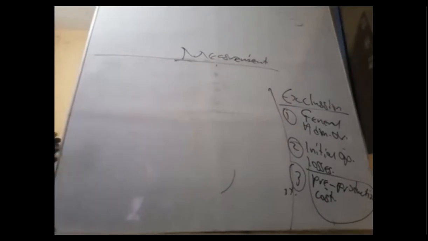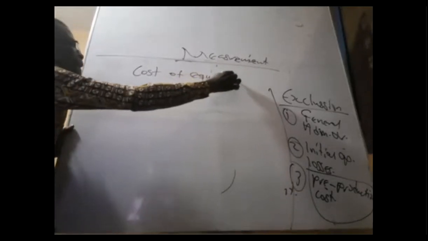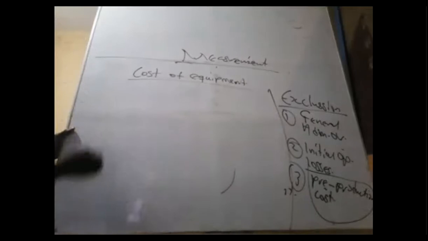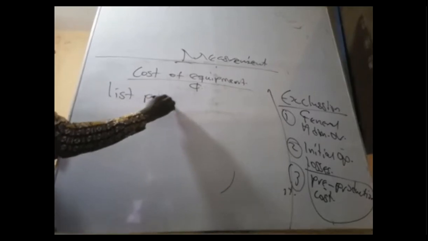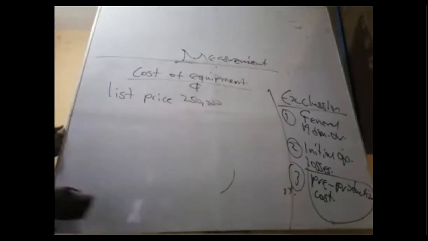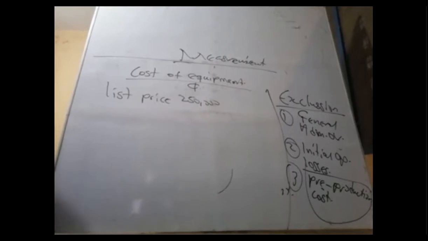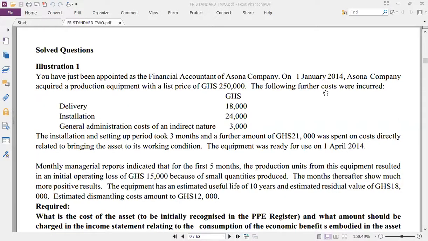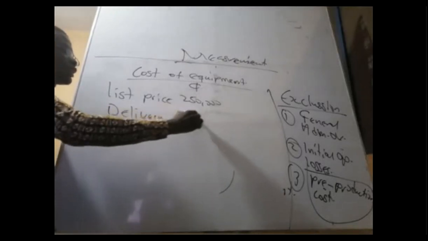Let's go to the board. Solution. Here, cost of equipment. First, I'll put a CD sign here. We have the list price to be 250,000. I'll move on to the next one. The following further costs were incurred. Delivery, 18,000. Yes, delivery must be part. So let's go and add it. Delivery, 18,000.